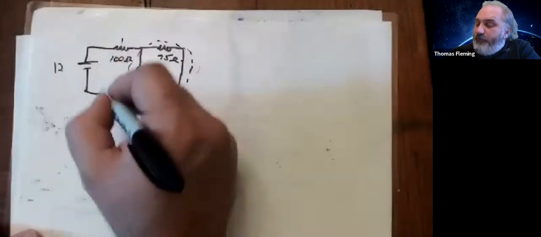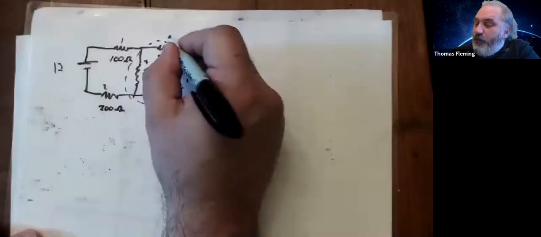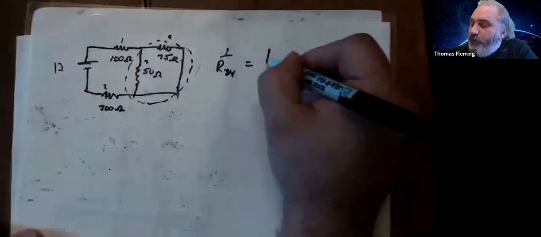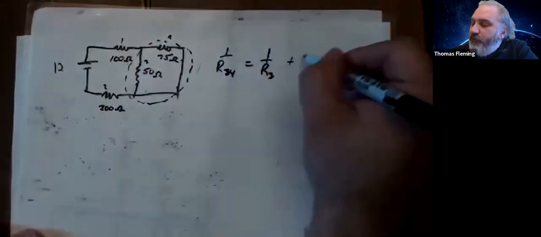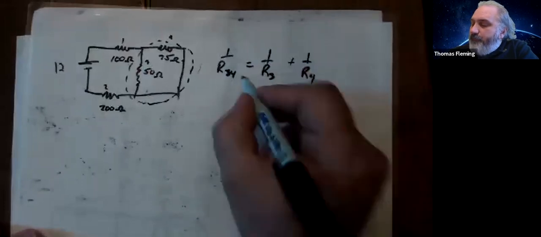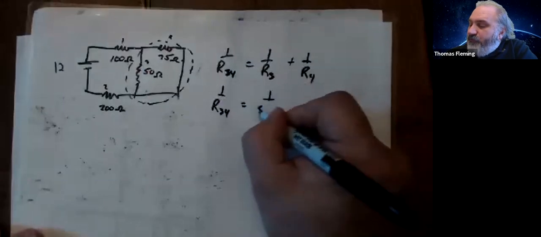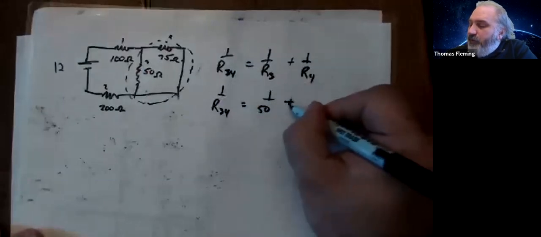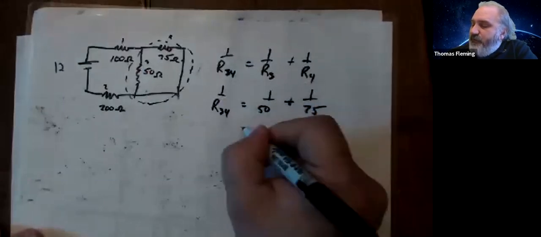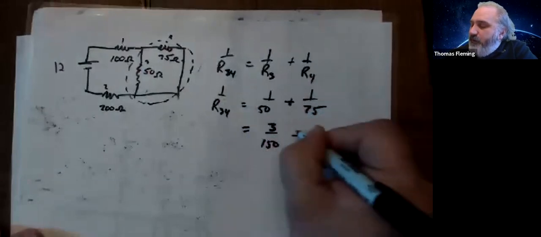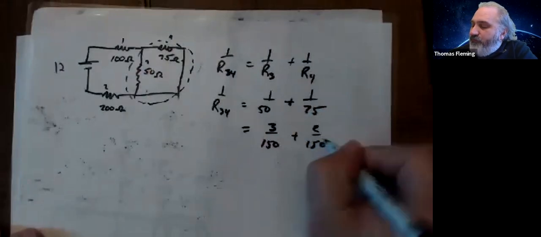If I call this 1, 2, 3, and 4, then 1 over R3,4 combined will be 1 over R3 plus 1 over R4. So that's 1 over 50 plus 1 over 75. That's easy enough to get a common denominator. That's 3 over 150 plus 2 over 150.